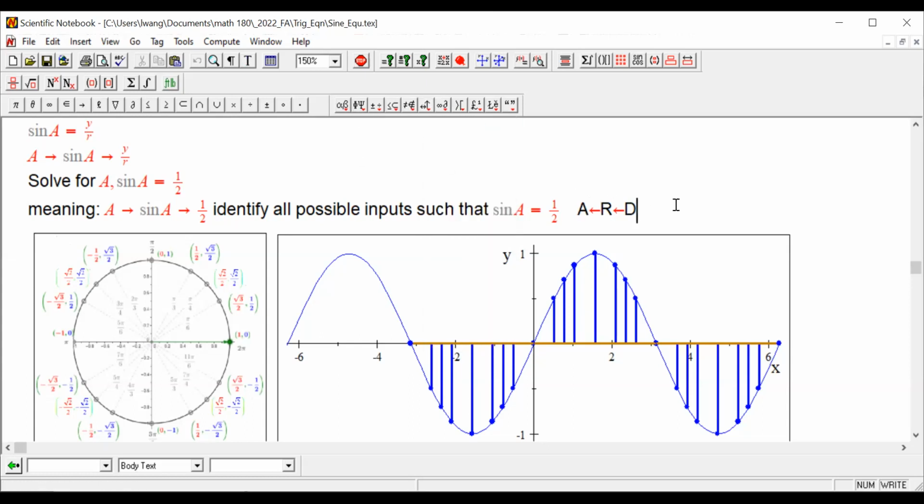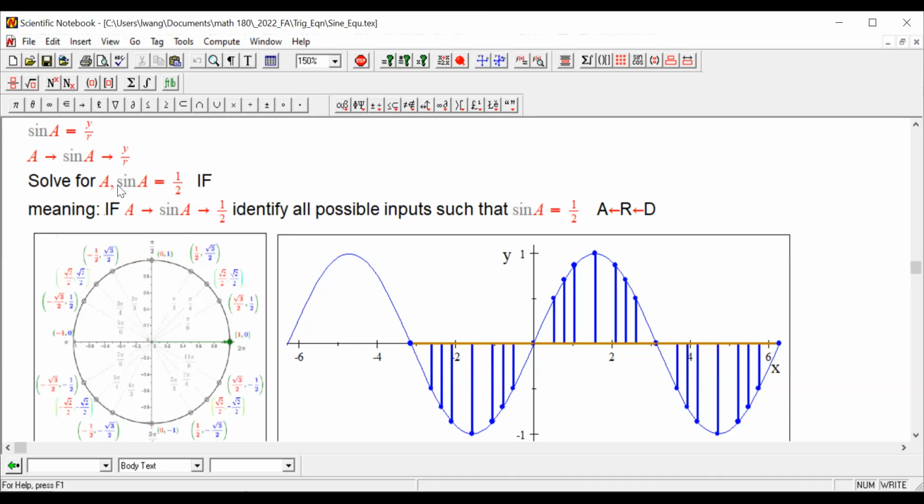As I mentioned, all the tricky questions you're going to see in this life, it's either from A to D or D to A. So now we're dealing with the if statement, right? If the output is half, this is the if statement.